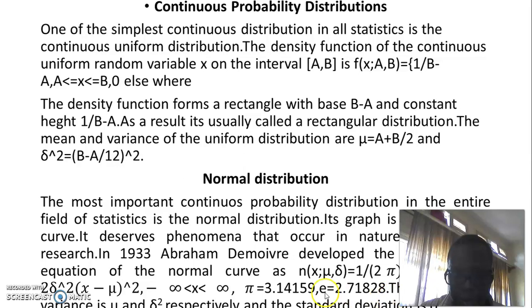The mean and the variance of a normal distribution is given by mu and sigma squared respectively, and the standard deviation is given by sigma. So the normal distribution is a continuous probability distribution.